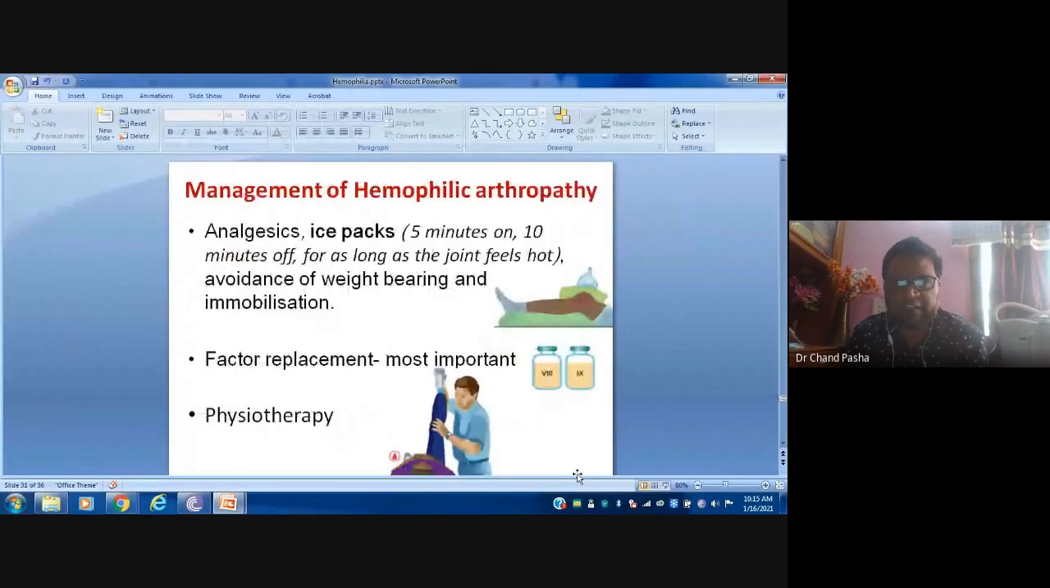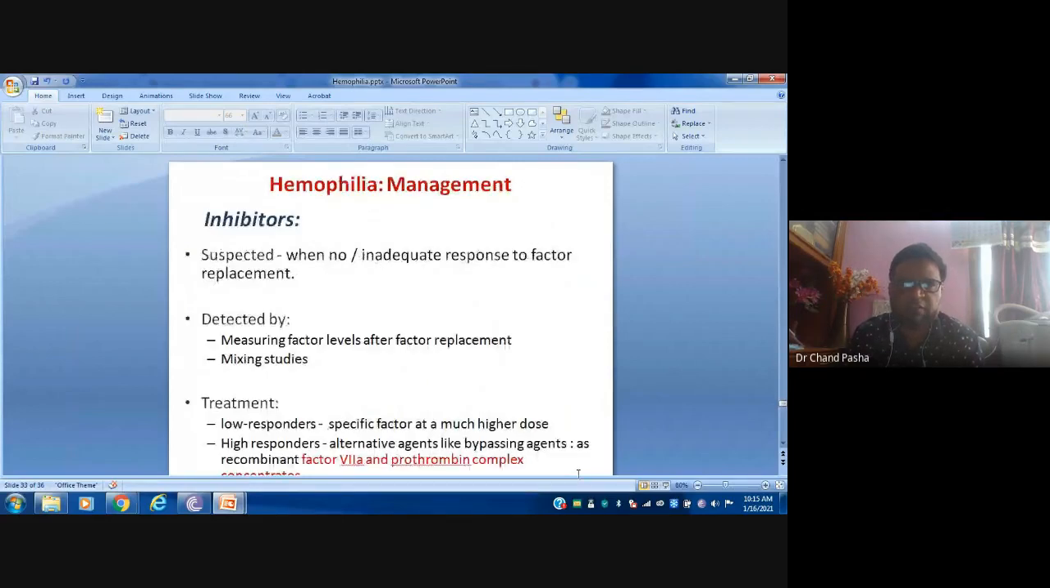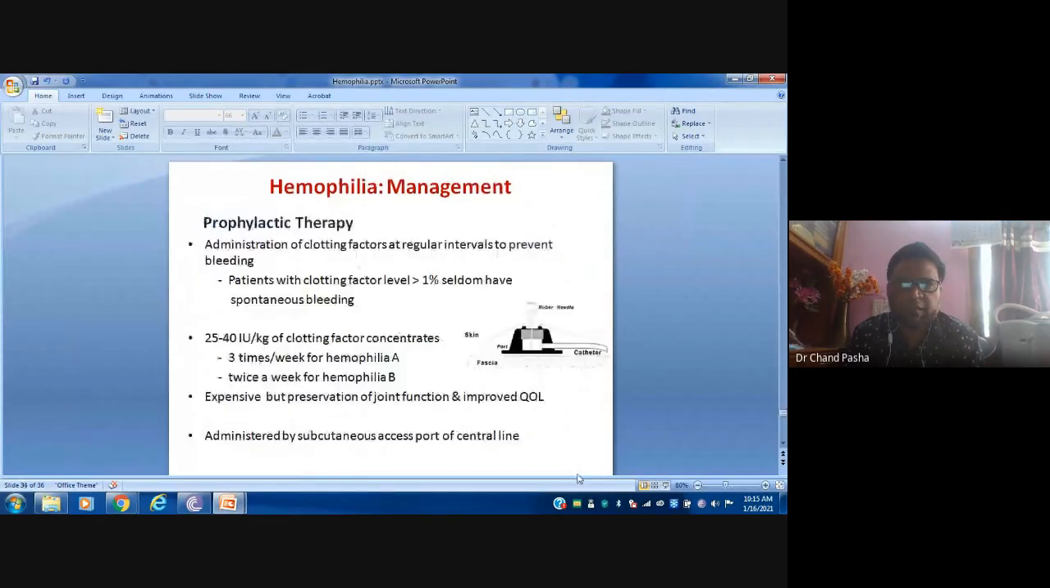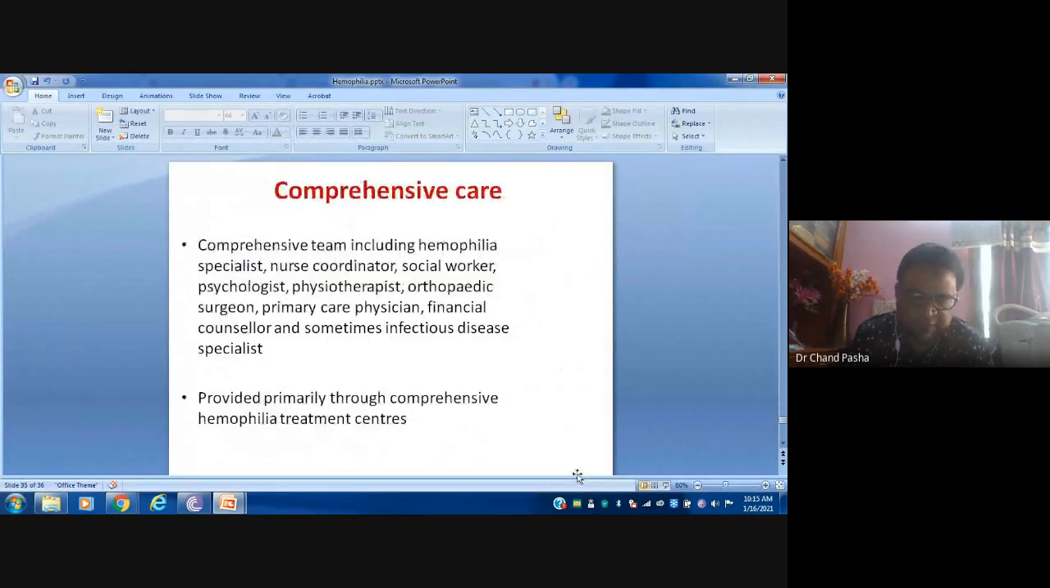Sometimes analgesics and ice packs also help in immobilization of the joints over there. To some extent, physiotherapy also helps. And some inhibitors we can also use. Whenever severe hemophilic conditions are there, it is involved with several conditions like ortho, neuro, and sometimes nephro. So you need to have an ICU setup for taking care of these severe patients.